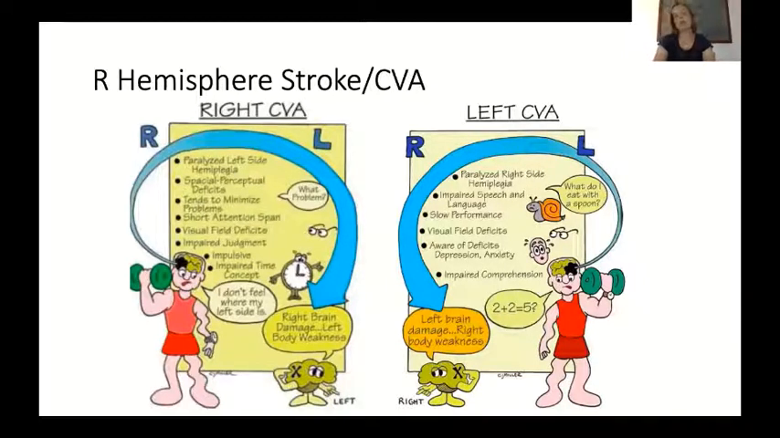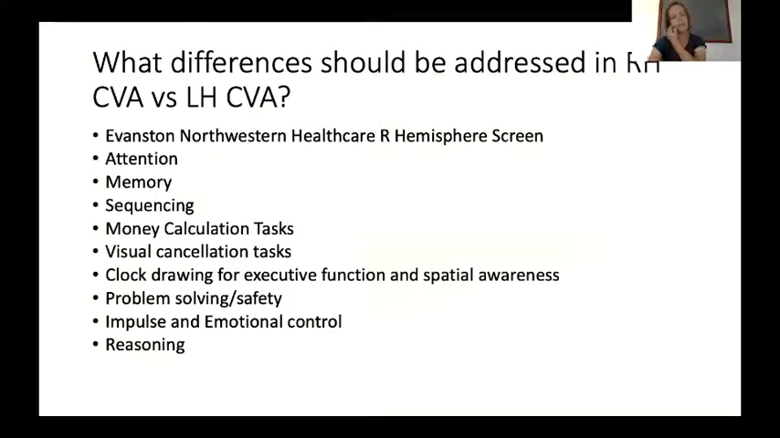So oftentimes doctors or other professionals will say, oh, they don't need speech therapy, they're totally normal. But then we go see them and we think, oh, they're not normal. They're fighting with everybody. They're falling down because they're forgetting that they have hemiparesis. They have no concept of time. They have poor attention. So these are just a few things to think about in your personal assessment of CVAs or strokes.